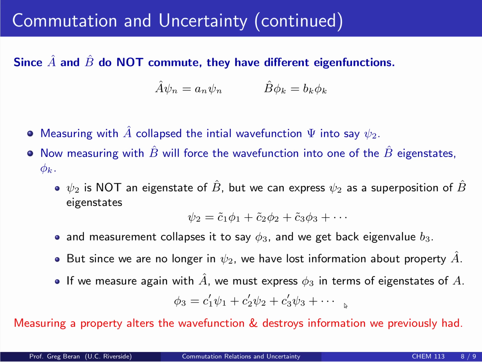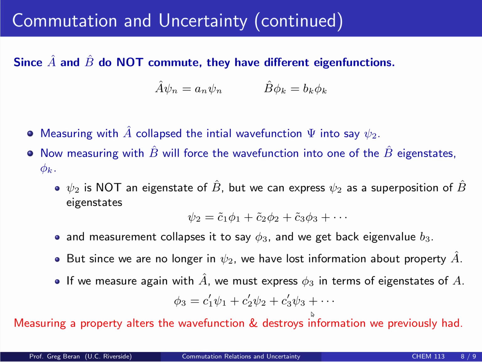And the point is it's some mixture of the different A states. And so if I measure A again, maybe it collapses back into psi 2 and I get back the same eigenvalue A2, but it might also collapse into psi 1 and give me the eigenvalue corresponding to state 1, or psi 3 and give me the eigenvalue corresponding to state 3, and so on. So the act of measuring a property changes the wave function and in general will destroy information we previously had. The only exception is if we do the measurement when we're already in the eigenstate of that operator.